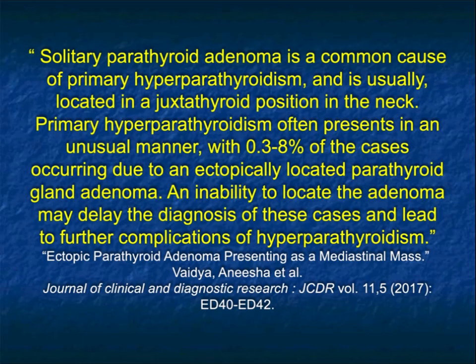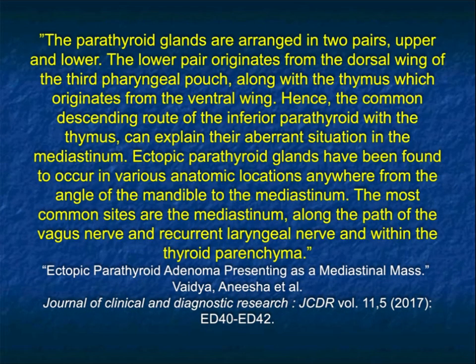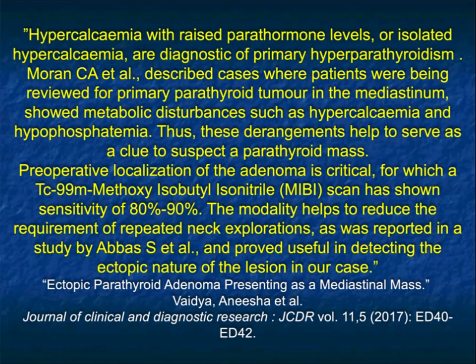Solitary parathyroid adenoma is a common cause of primary hyperparathyroidism and is usually located in the juxtathyroid position of the neck. Okay, so again, when you're looking for an ectopic parathyroid adenoma, you have to scan the neck and at least through the mid-chest. Parathyroid glands normally are arranged in two pairs, upper and lower. The lower pair originates from the dorsal wing of the third pharyngeal pouch, along with the thymus, which originates from the ventral wing, hence the common descending route of the inferior parathyroid with the thymus, which explains its aberrant location in the patient's mediastinum. Just a very nice explanation there.